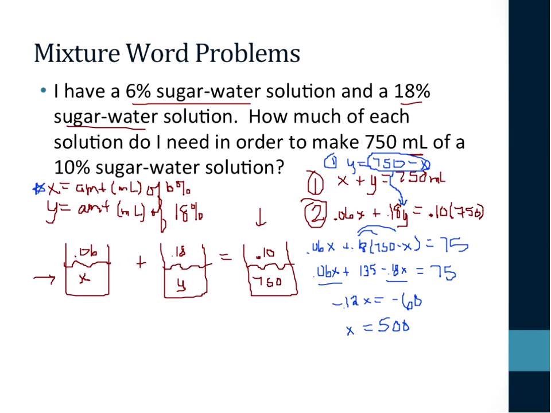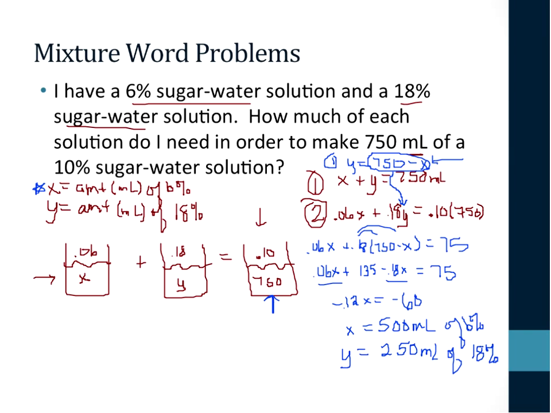And if I look back to how I defined x, that was the amount of 6%, so I get 500 milliliters of my 6%. And if I know in total that I wanted 750 milliliters, that means that y has to equal 250 milliliters of the 18% solution. I also could have figured that out by saying y equals 750 minus x and substituting 500 in to get 750 minus 500 is 250. Nice job, nice work.